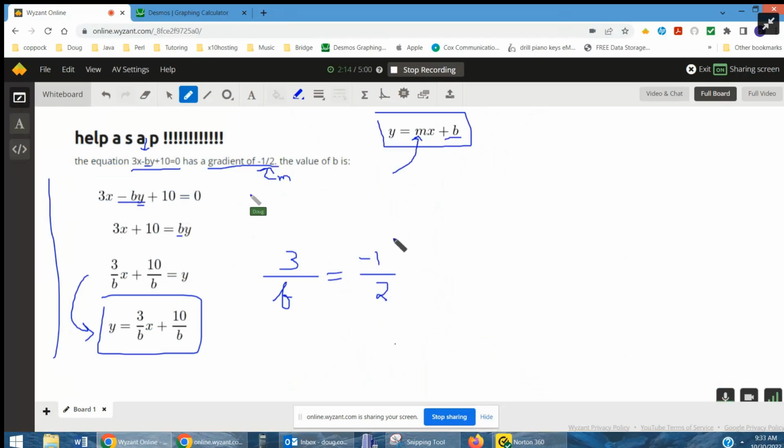And we can solve this equation by cross-multiplying, because we have one ratio equals another ratio. The product of the means equals the product of the extremes. So 3 times 2 is 6, equals negative b, or the opposite of b. Divide or multiply both sides by -1. B equals -6. Okay, so that's the value of b that if you plug in here, you'll get a slope of -1/2.